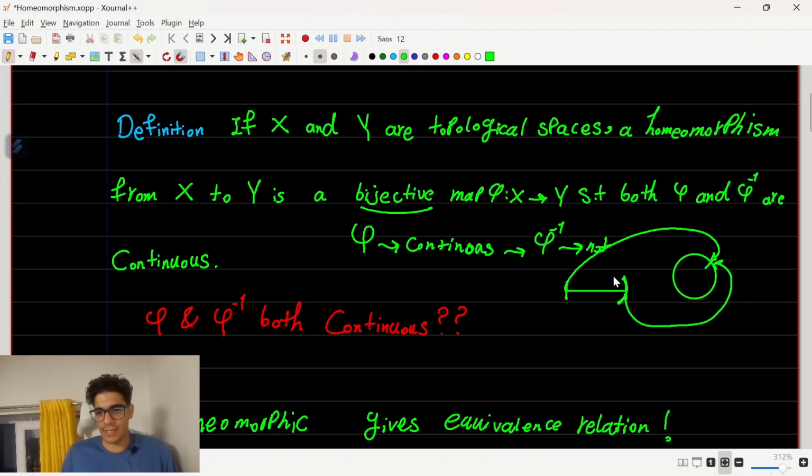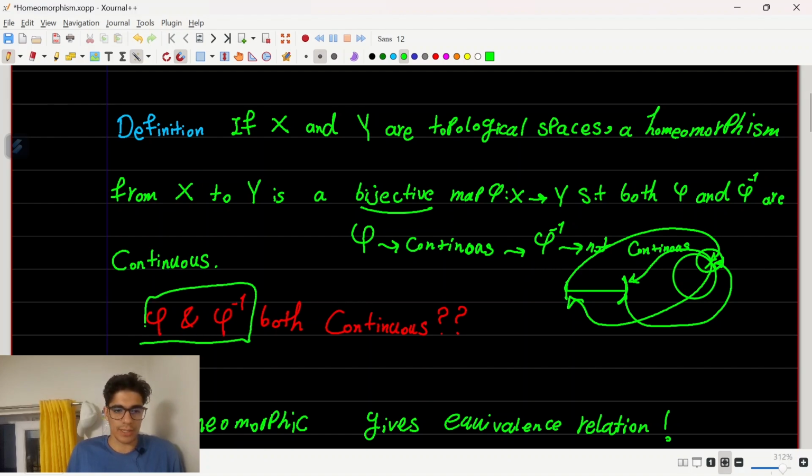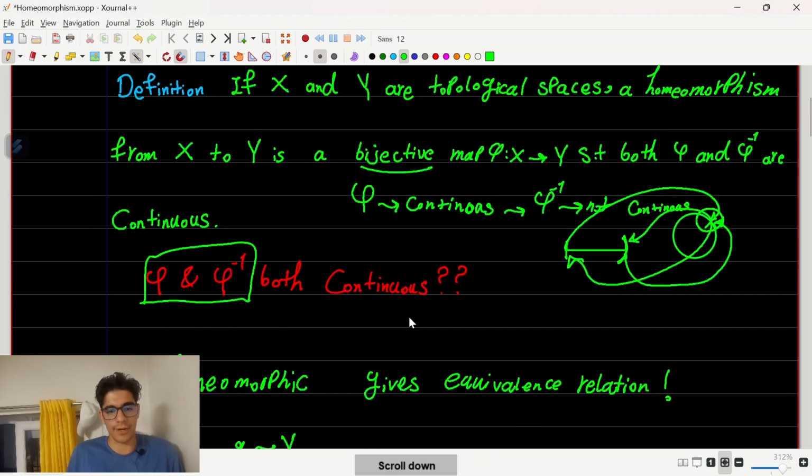As you can see, this map right here is continuous, but the inverse will not be continuous because of the region here. One of the points from here will go here and the other will go the other way of our line. So if phi is continuous and bijective, that does not mean that phi inverse should be continuous. So you need to check that both phi and phi inverse are continuous.